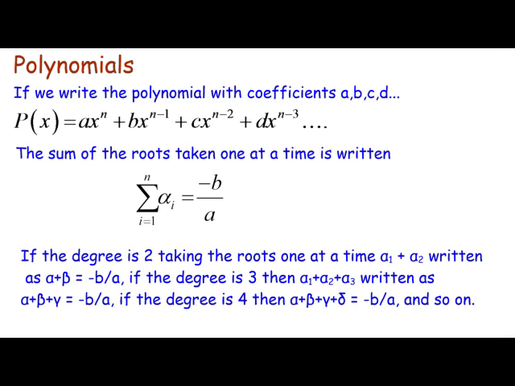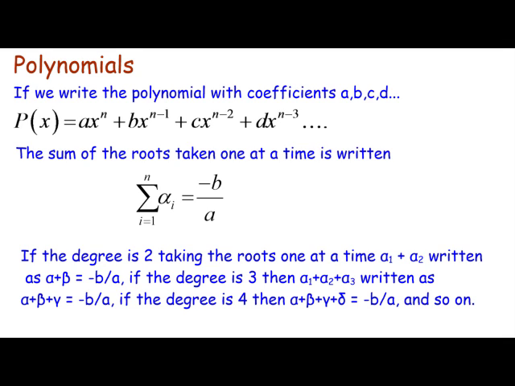which we normally write as alpha and beta. The Greek letters come in in a big way in here. So we have alpha plus beta is equal to minus b on a, and if the degree is 3, we go sigma alpha i from 1 to 3, which gives me alpha 1, alpha 2, alpha 3, which we normally write as alpha, beta, gamma, and that's still minus b on a. So it doesn't matter what degree we have, the sum of the roots will always be minus b on a.